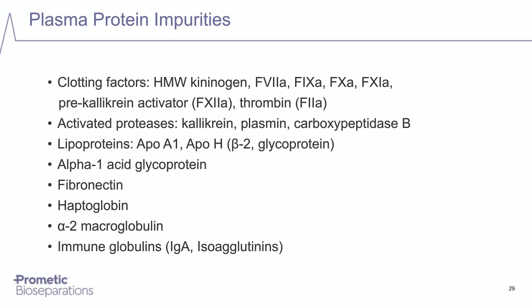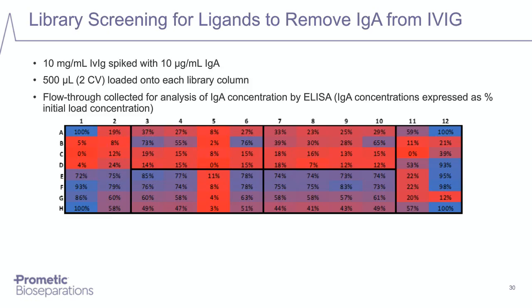In particular, where we have activated proteases or activated clotting factors, because in the context of plasma protein therapeutics, these can give rise to either excessive bleeding or unwanted clotting, and both of those are very undesirable for a therapeutic product. So there are situations where we want to specifically remove certain types of plasma protein impurities. In the next few slides, you'll see how we've used these multi-mode mimetic ligand libraries to do just that.